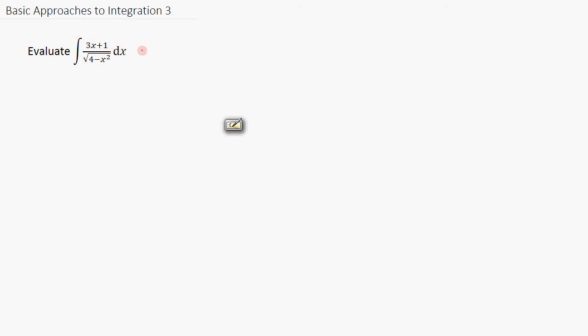Okay, so I rewrite it as two integrals. This is the integral of 3x over the square root of 4 minus x squared dx. So that's the first integral, plus the second integral, which is 1 over the square root of 4 minus x squared dx. Again, we split the fraction apart by each of the terms and by distributing the denominator.